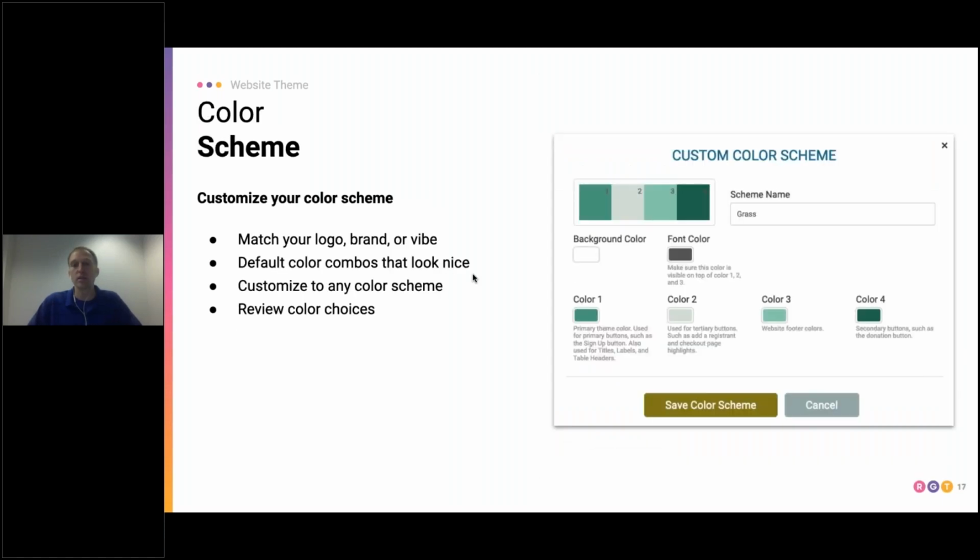So drilling into the color scheme, this is very simple when you're building a race website. You can match this to your logo. You can match it to your brand. It basically gets the vibe of what you're trying to get across when people see your website. The default color schemes look really nice, but you can go in and customize whatever color scheme you want.